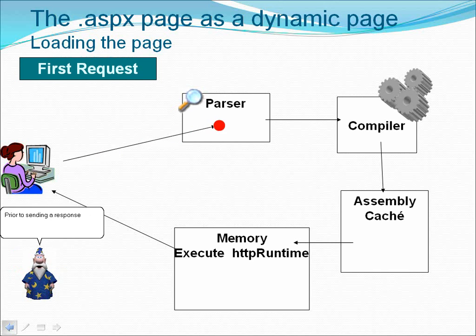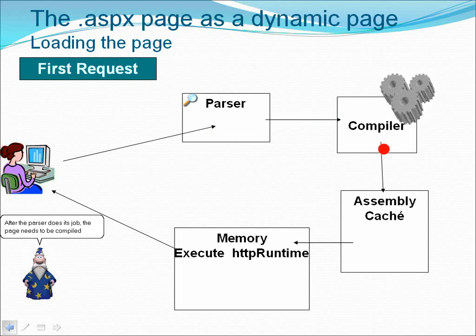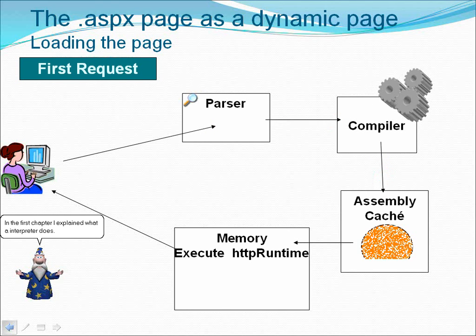Prior to sending a response to the client, the server analyzes the requested page. This is the parser's job. After the parser does its job, the page needs to be compiled. In the first chapter I explained what an interpreter does. Now I would like to explain what a compiler does.